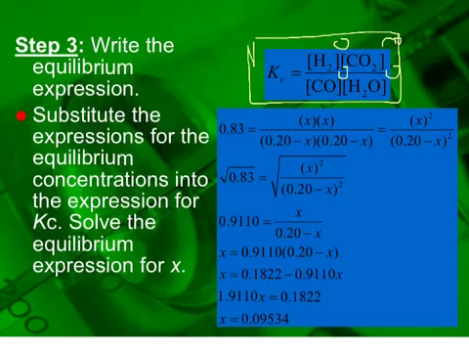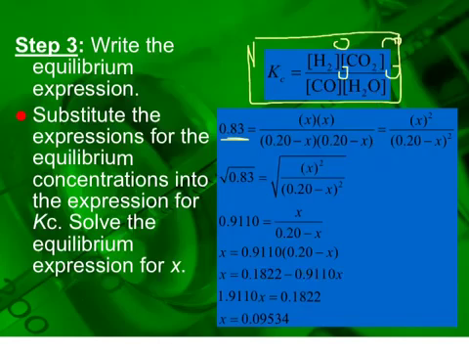Our next step is to substitute in all our known values. We are told that the equilibrium constant is 0.83. And in our ICE table, we just figured out the equilibrium concentration of hydrogen, carbon dioxide, carbon monoxide, and water vapor, so we substitute those values appropriately.